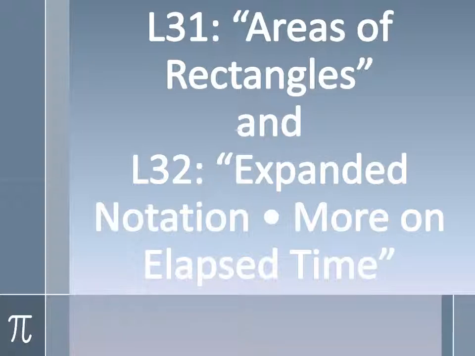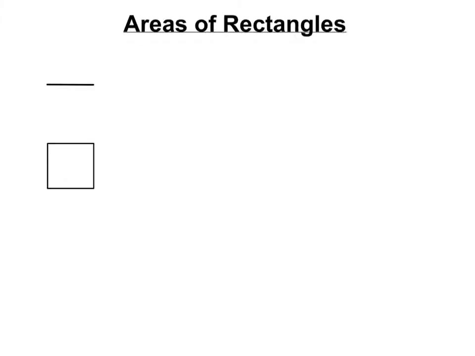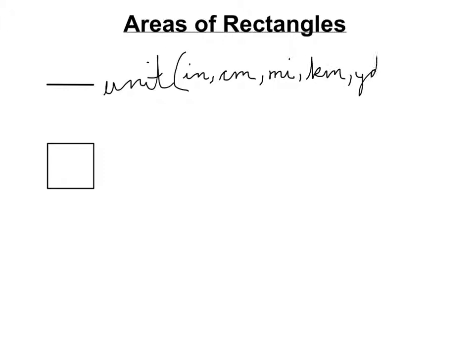Moving on in 3, 2, 1. This segment here represents a unit. Could be any unit of measurement. Could be 1 inch, could be 1 centimeter, 1 mile if we're really zoomed out, 1 kilometer, 1 yard, or many other things.